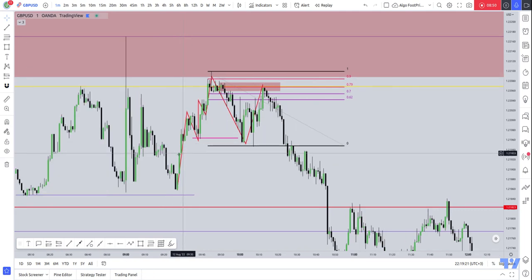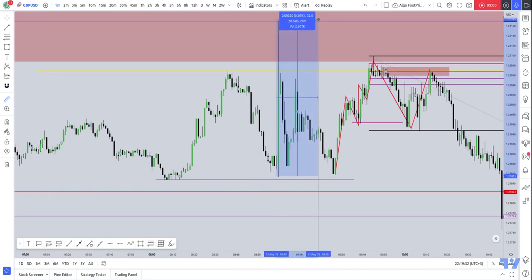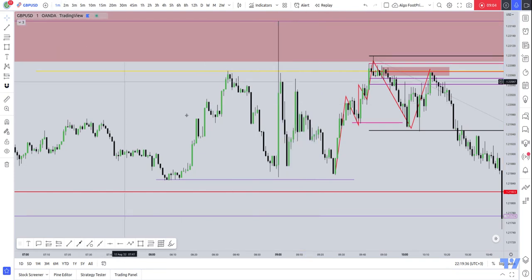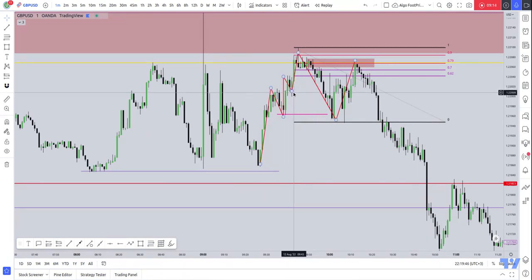Okay, because no retail is able to do this. Look at this candle. How many pips is this candle? From here, this is 30 pips on 1 minute time frame. No retail is able to do this on one candlestick. That is the footprint of the algo.